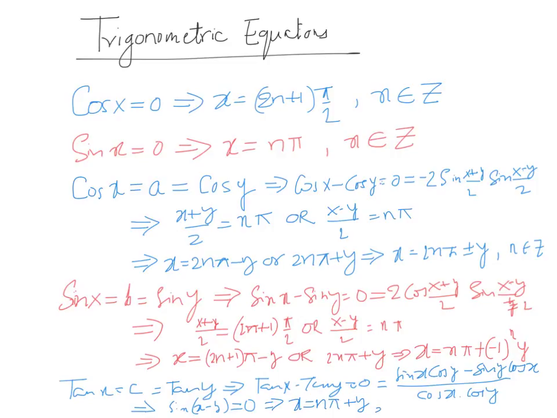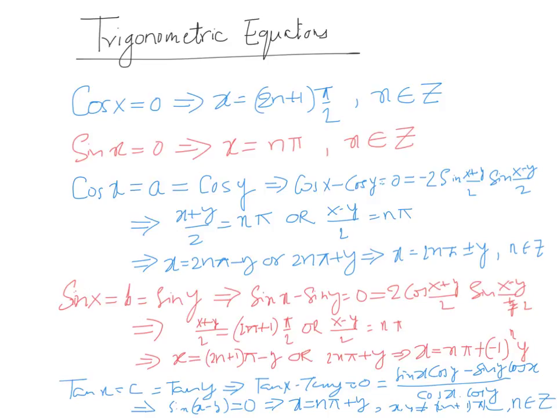and at the same time cos x or cos y cannot be 0, which means that neither x nor y should be equal to 2n plus 1 times pi by 2. And for the sake of completeness, we mention that n belongs to the set of integers.